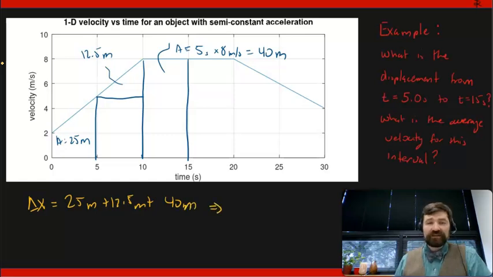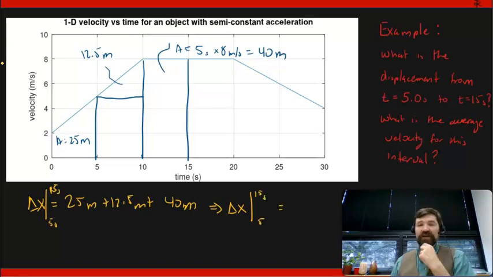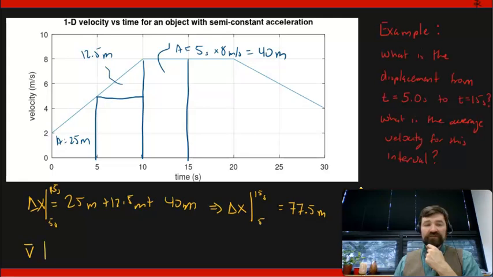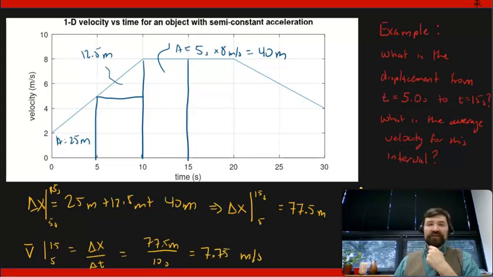And so the delta x for the interval, this is for the interval 5 seconds to 15 seconds, this delta x ends up being 77.5 meters. I also wanted to know the average velocity. So v average for the same interval should be delta x over delta t, which is 77.5 meters divided by 15 minus 5, which is 10 seconds, so that is 7.75 meters per second.